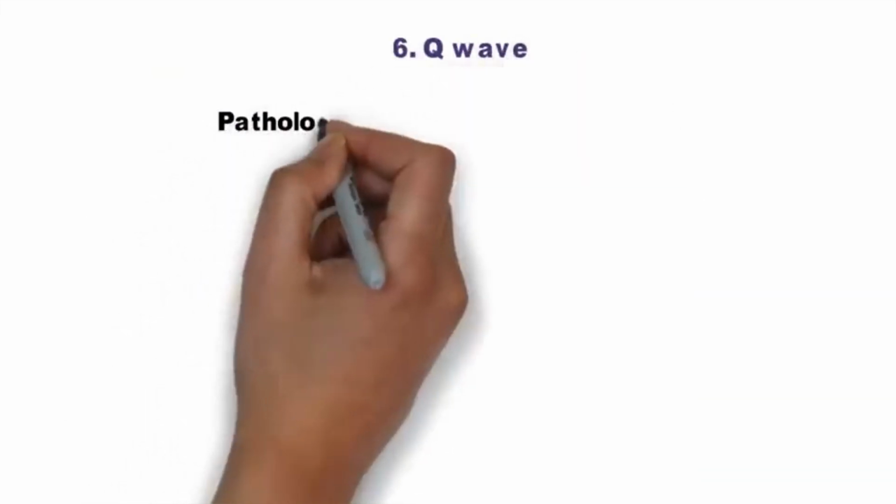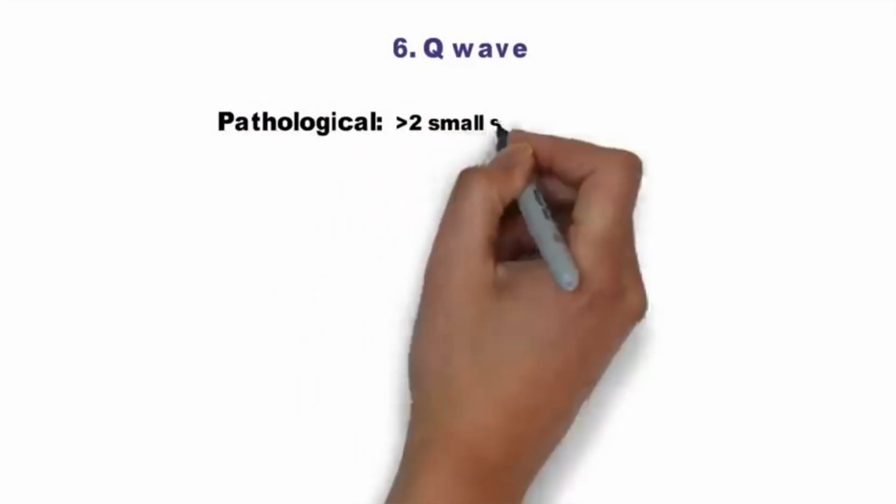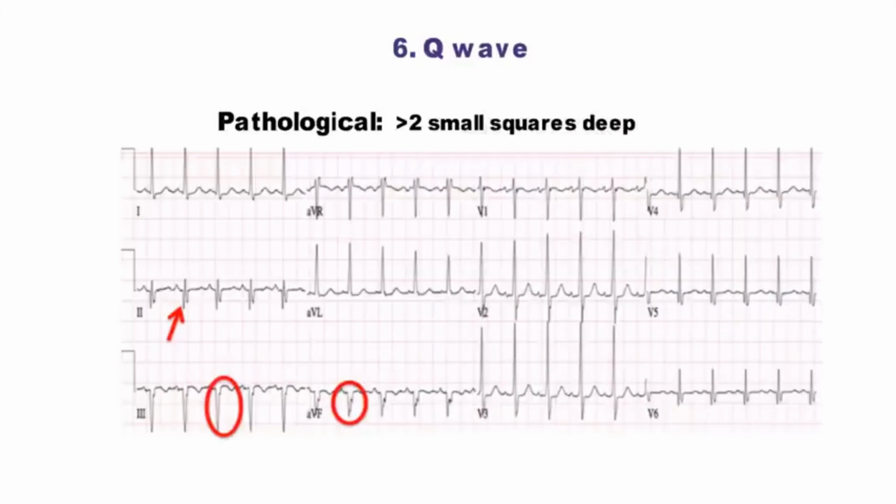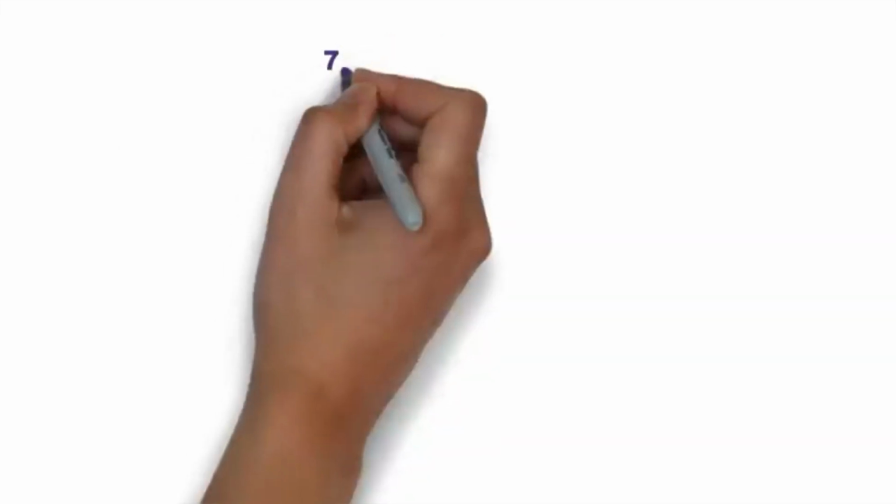Step 6 is Q wave. It is called pathological if more than 2 small squares deep and usually indicates current or past MI. As you can see, deep Q waves in inferior leads 2, 3 and aVF. So this is ECG of old inferior wall MI.